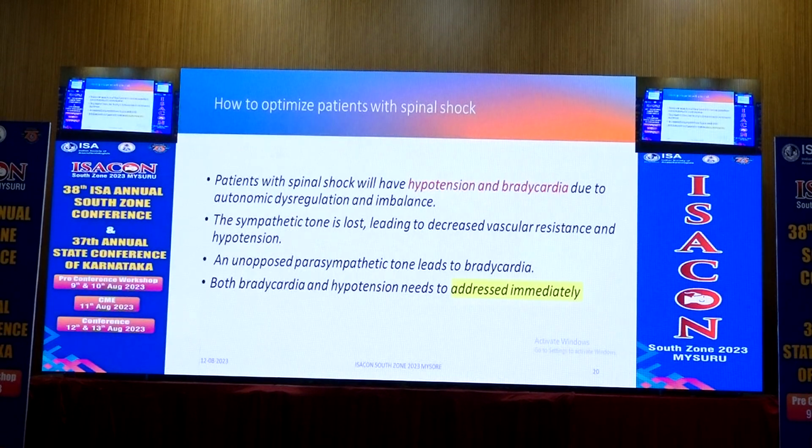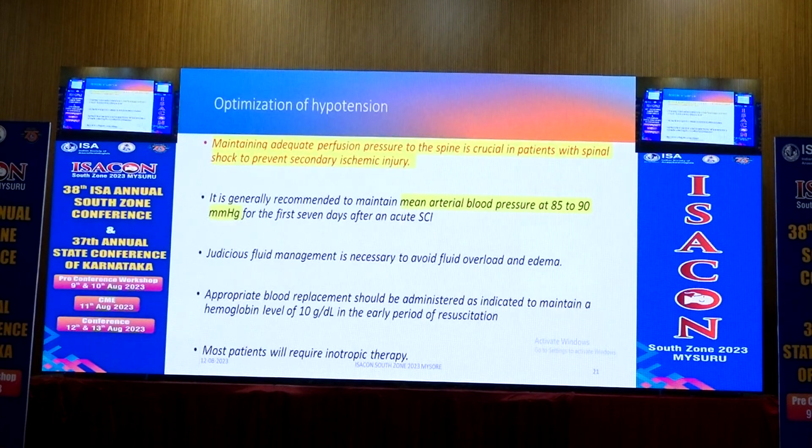So first and foremost, we need to address the bradycardia and hypotension. This is basically to maintain your spinal cord perfusion pressure. It's very crucial. In all these spinal shock patients, you need to maintain your spinal cord perfusion pressure basically to prevent secondary ischemic injury. So you need to maintain your mean arterial pressure somewhere around 85 to 90 mm Hg.